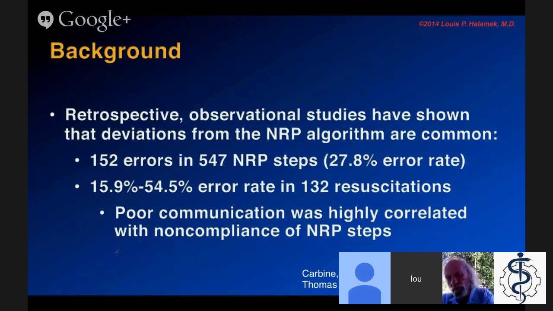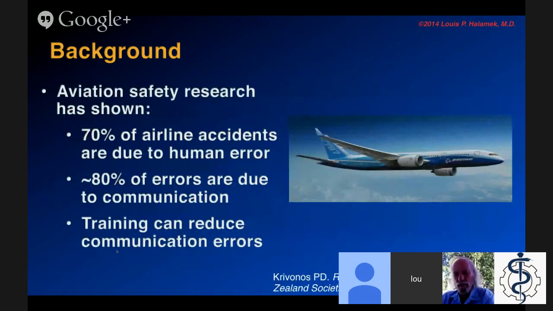And we do know from this research that poor communication has been highly correlated with noncompliance or errors in completing the NRP algorithm. So in my work, I've actually turned towards other fields that have much more experience in how to improve human performance and communication, and one of those is aviation. As you may or may not know, when we first started flying commercial airliners much more frequently in the U.S.